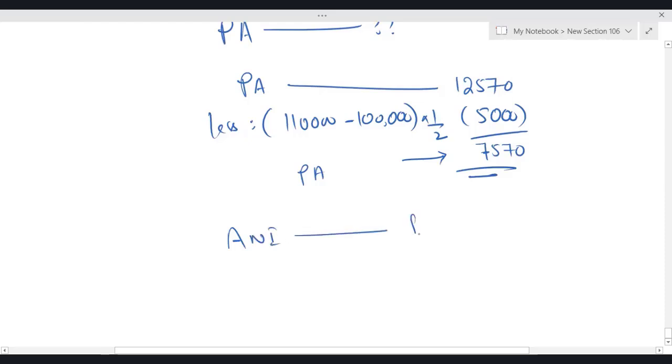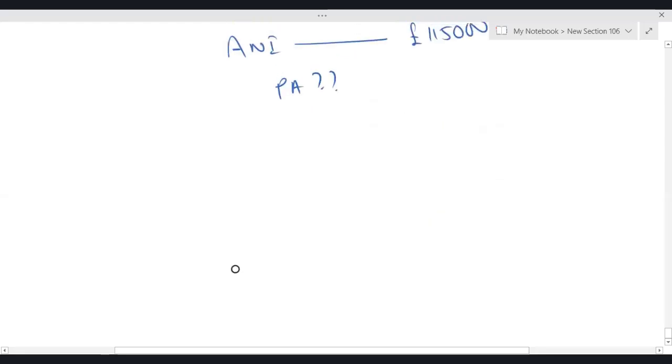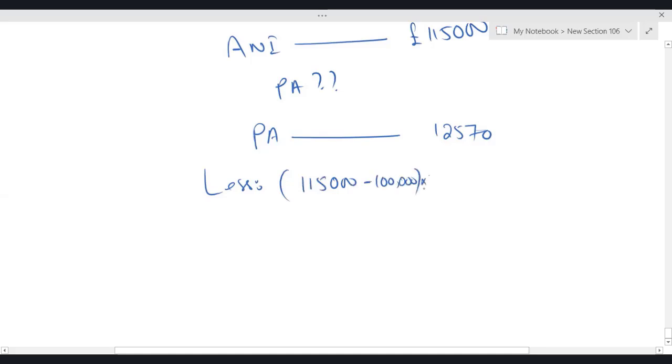Okay. Let's say adjusted net income is 115,000. Students, please quickly answer. How much personal allowance will this individual get? Please attempt quickly. 5,070. Okay, let's see. The personal allowance limit is 12,570 less 115,000 minus 100,000.